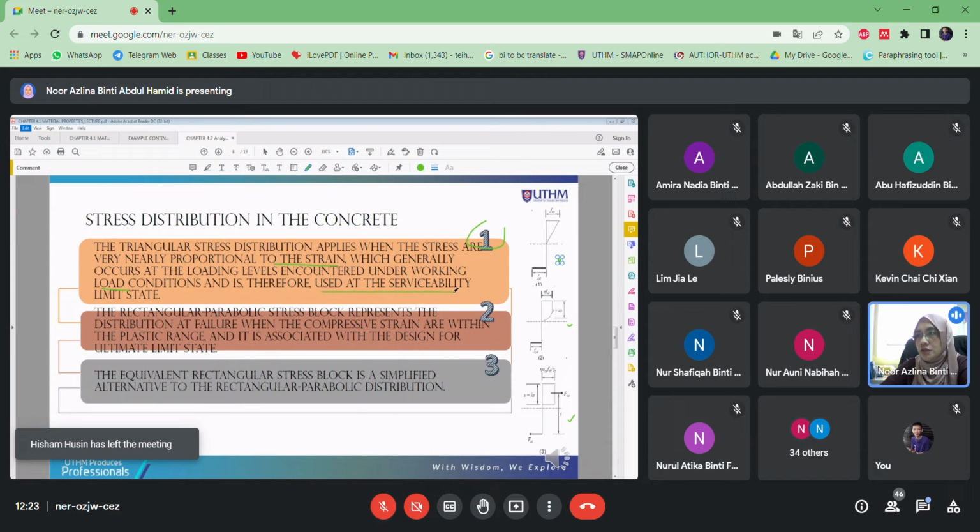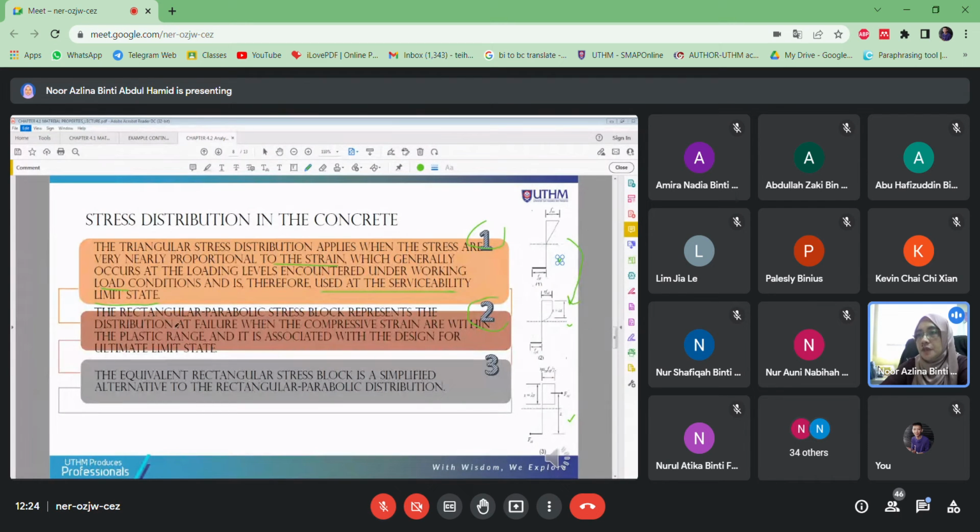It is used at the serviceability limit state. So ni dalam masa dia punya services. Okay, so this is how the stress block diagram is. Okay, the second one, it becomes a curve here. Okay, dia daripada sini dia berubah jadi curve kat sini.